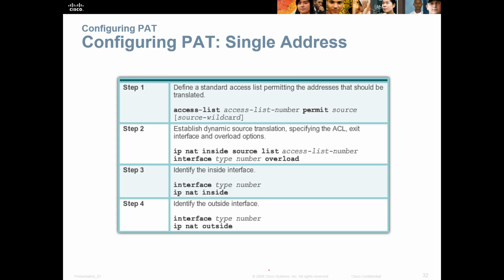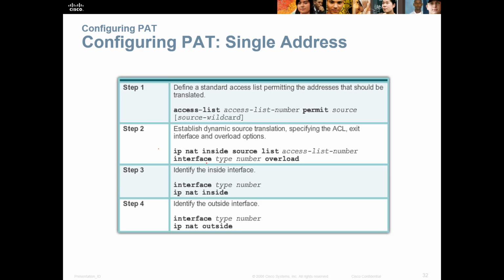So if we want to configure PAT as a single address, what we do is pretty similar. You could do it the way we just did it, or we can actually remove one step. Here we're going to set up our ACL instead of our pool of addresses. We'll just start with our ACL. Then step 2 is we're going to map our ACL to our pool. But we didn't set a pool. That's okay. So what we do is we do ip nat inside source list, our ACL.